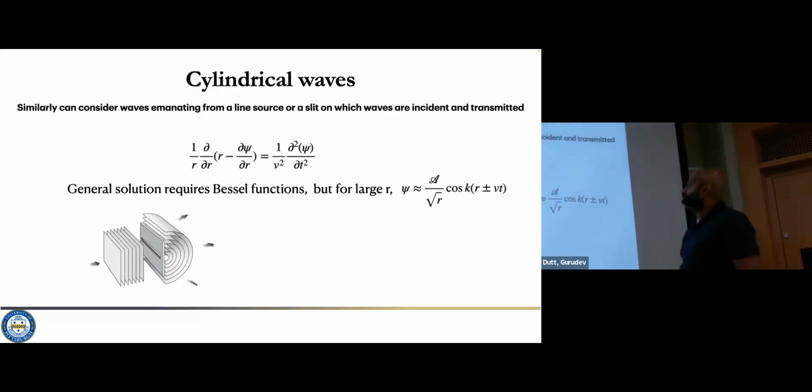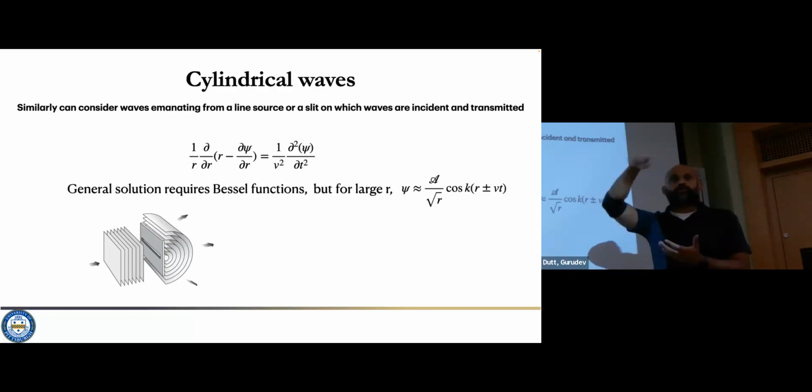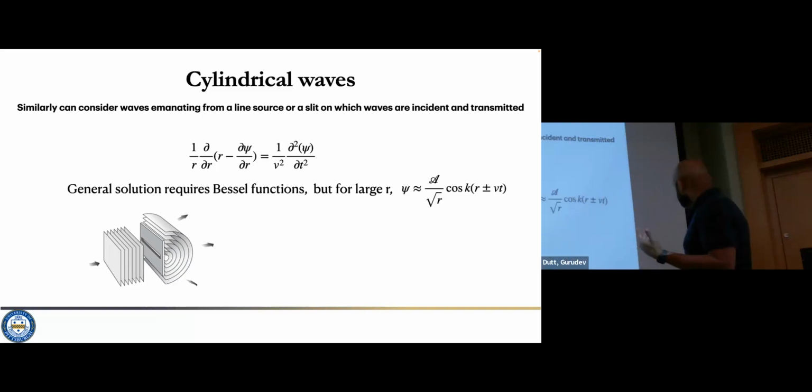Okay, now cylindrical waves. Well, here this equation is a bit more complicated. So what are cylindrical waves? Well, they come from things that are more linear in dimension. So instead of a point source, think about a line source. If you have a line source, the waves from that have cylindrical symmetry, because if you rotate around the axis of the source, that's a cylinder, and it has the symmetry of that cylinder.